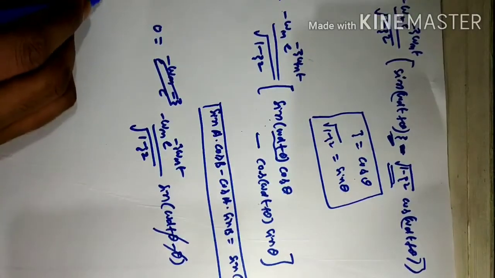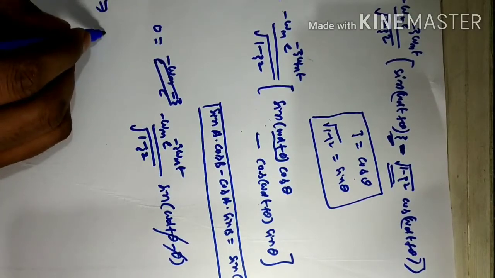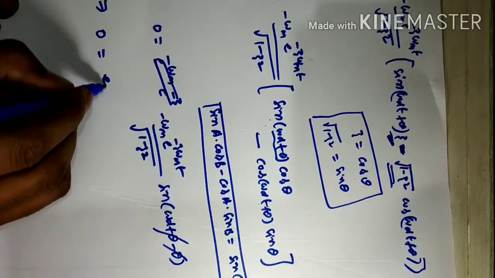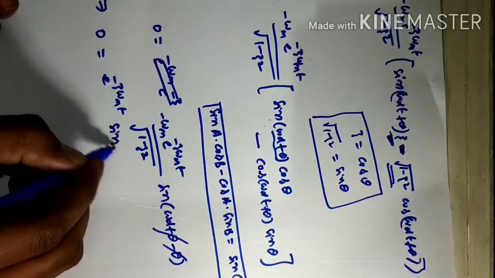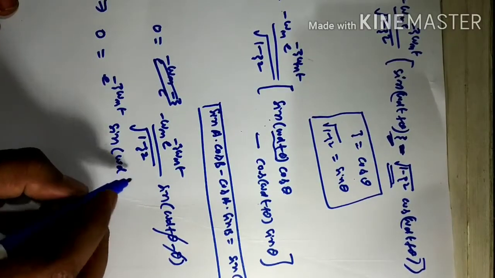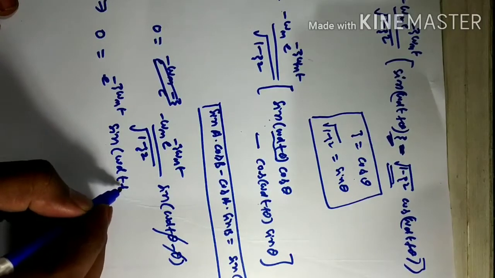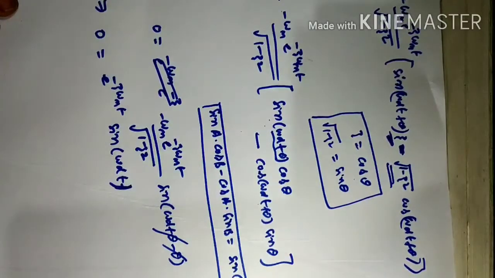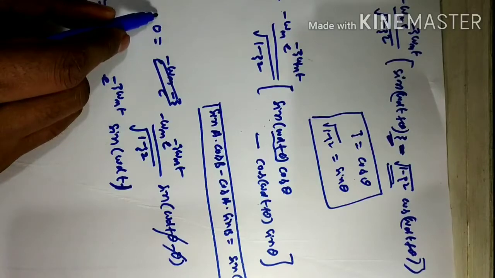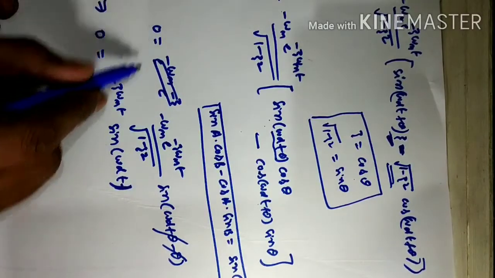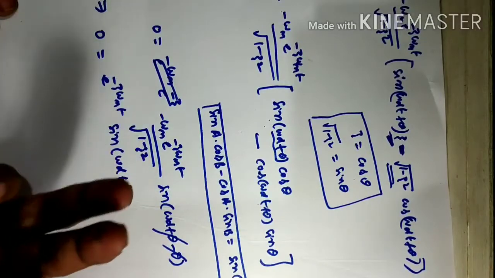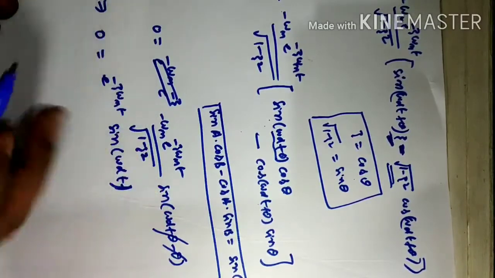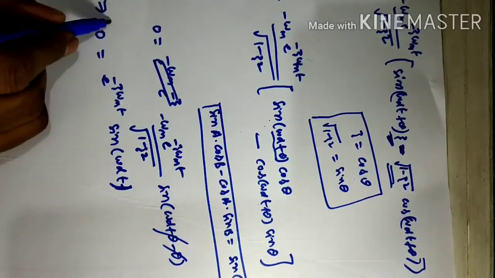0. So finally I'm going to write it like this: 0 e raised to minus zeta omega n t sin omega dt, only omega dt. So this you can cross multiply to this side, and after that 0 into root 1 minus zeta square is 0. Again 0 by minus omega n is also 0. So finally you get this expression.